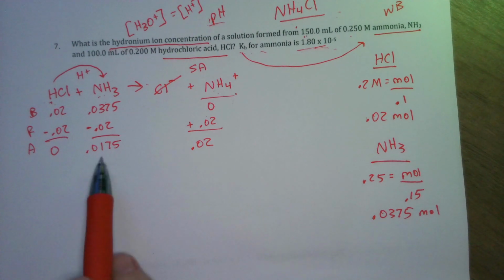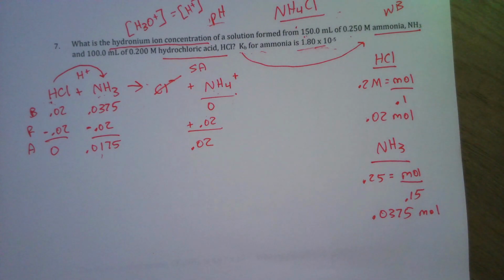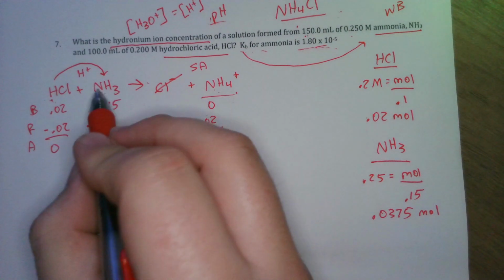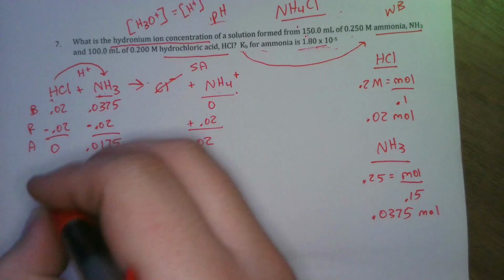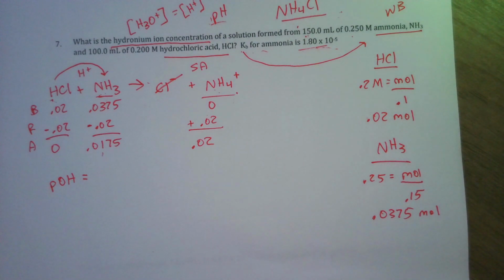All right, so this time I'm left with a weak base and its conjugate acid, so I'm again left with a buffer. So I want to use the Henderson-Hasselbalch equation. But I need to be careful about which one I use. I'm looking at a weak base this time, not a weak acid. So I'm going to use the pOH version of the Henderson-Hasselbalch equation.